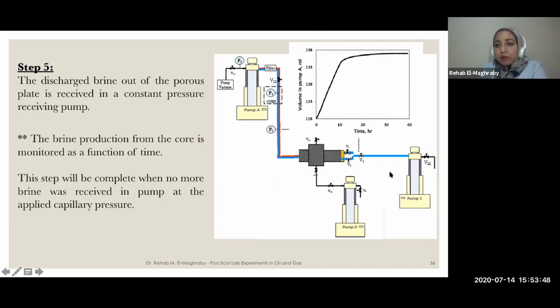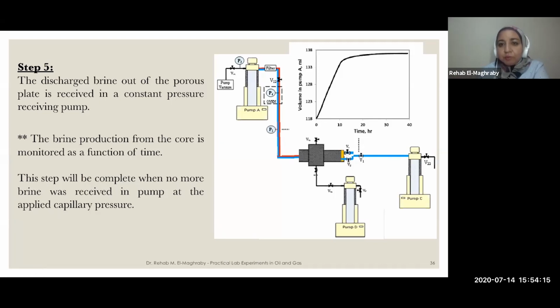So what we do here is monitor the volume received in this pump versus time. If you are using a graduated cylinder, you have to do this yourself. If this pump is connected, it can be data logged to your computer, so you can monitor the change in volume with time in this pump.